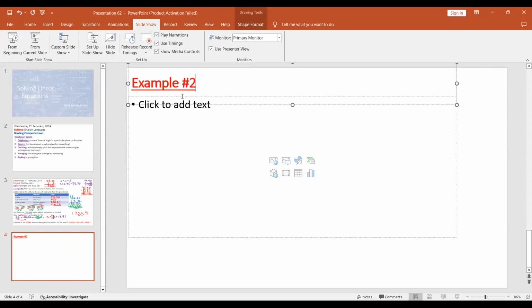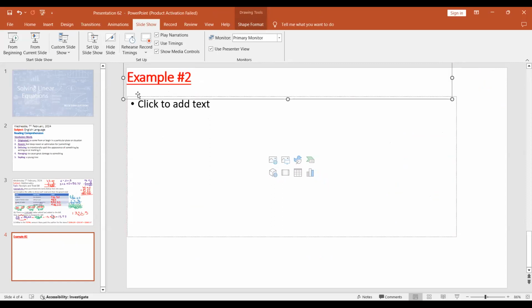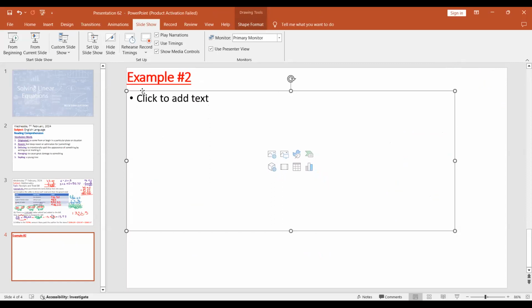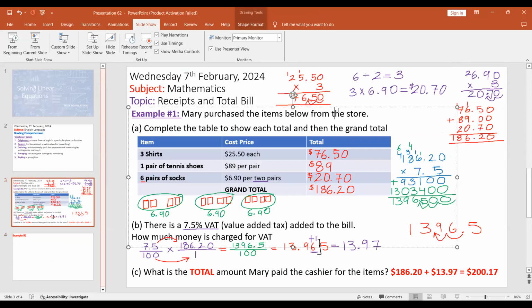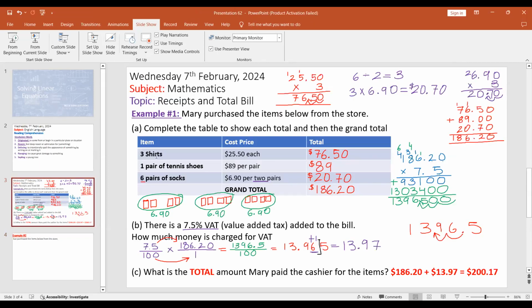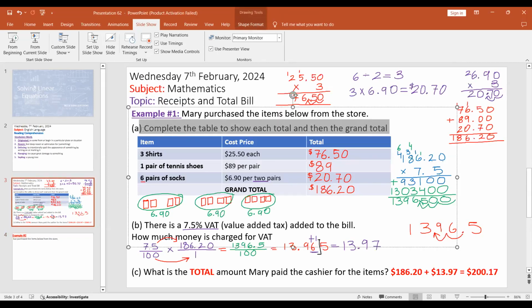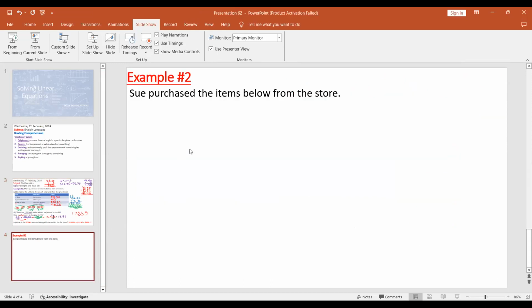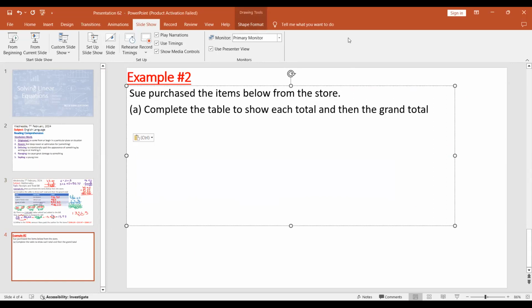All right, so example number 2, let's go ahead and do that. Okay, good, so let's say that we have to be very quick with this. Say that Sue purchased the items below from the store. We want to calculate the grand total. So we're going to copy and complete the diagram and then determine her grand total.